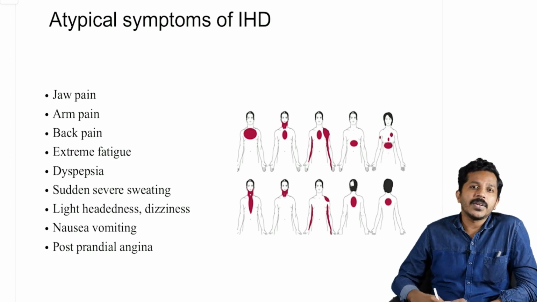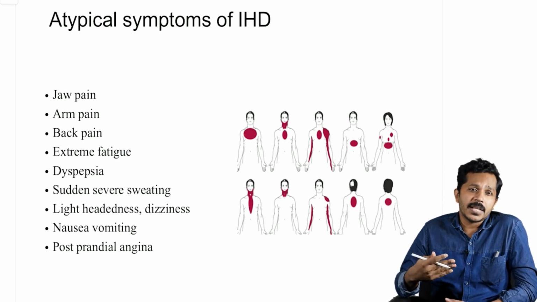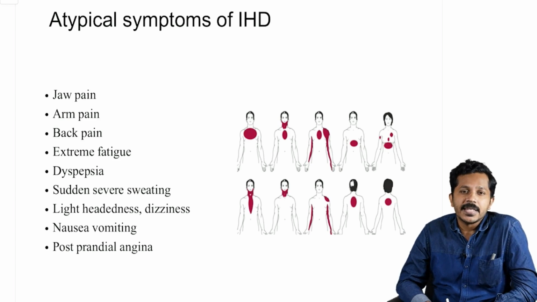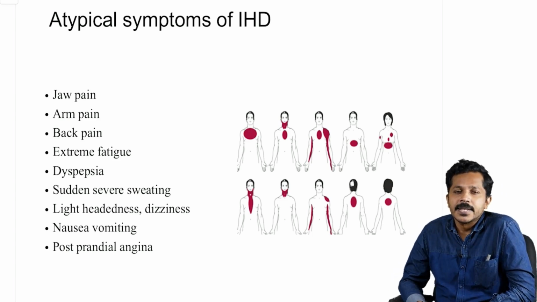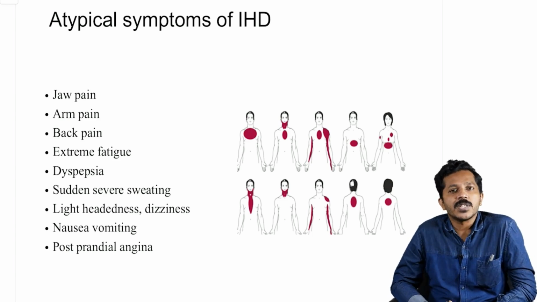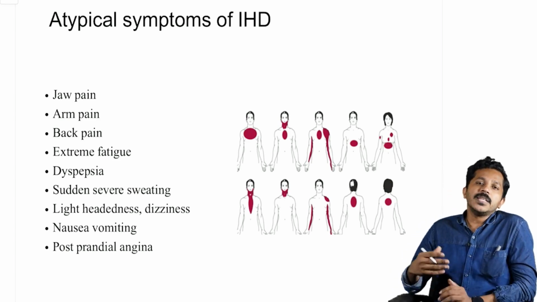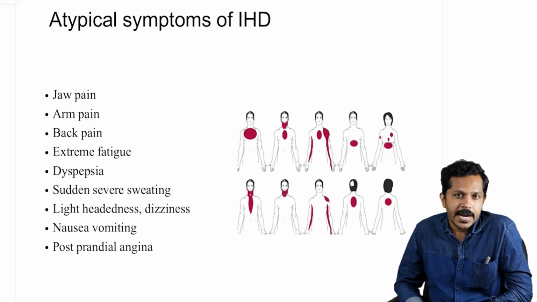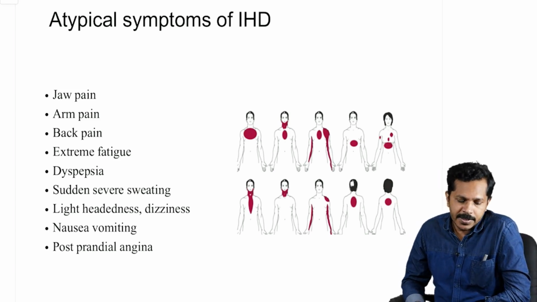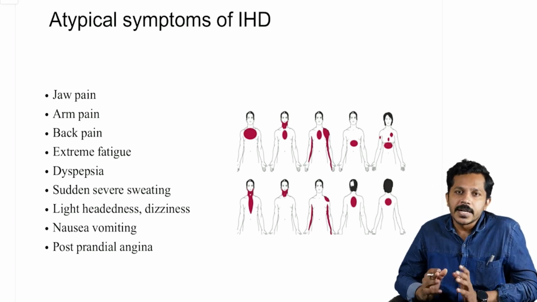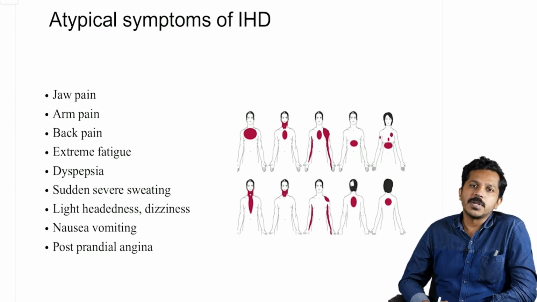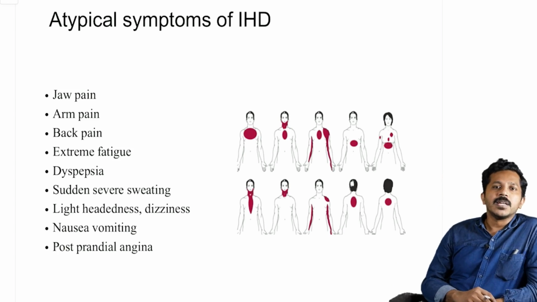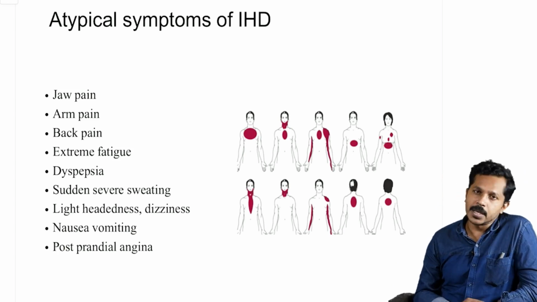Most of the time they will say that they are having gas or something like that, and it is easily mistaken for peptic ulcer disease or reflux disease, and the myocardial infarction is usually missed. In this way also you can get an atypical presentation of ischemic heart disease. Or the patient may have sudden severe sweating, lightheadedness or faintness. All these symptoms the patient may develop sometimes as a manifestation of ischemic heart disease.